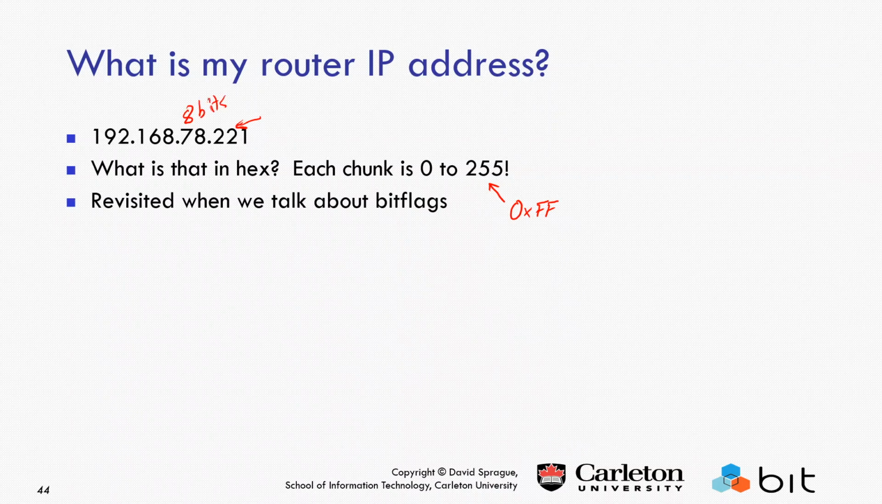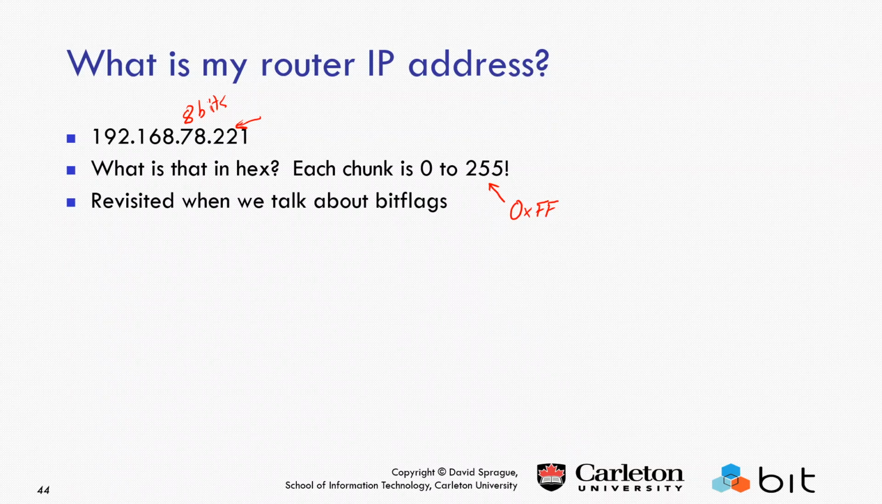So 8, 16, 24, 32, right? This is a 32-bit number to represent your IP address. And each of those dots is representing 8 bits, or 2 hexadecimal digits, in chunks. When we talk about bit flags later on, we'll see this in action. We'll see why this is important. But it's a binary number.